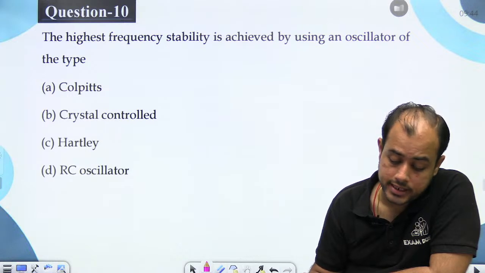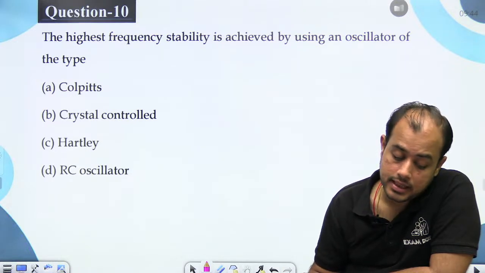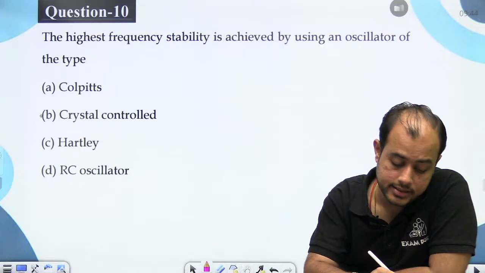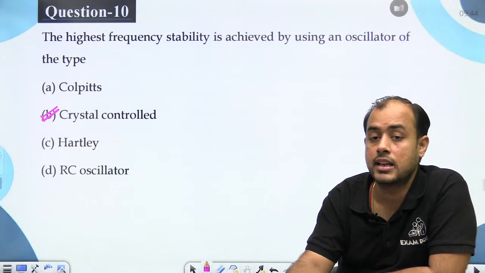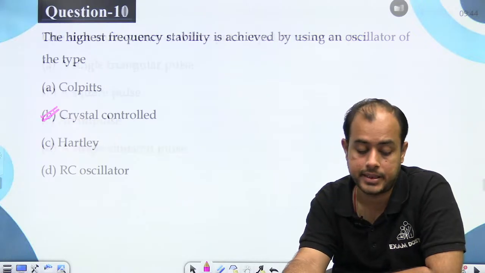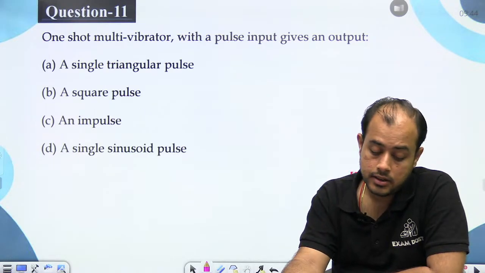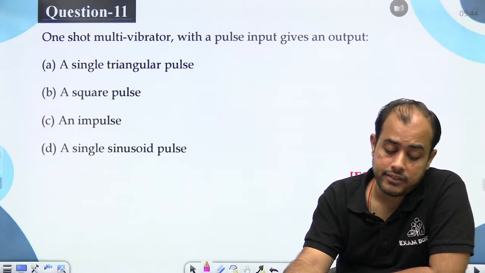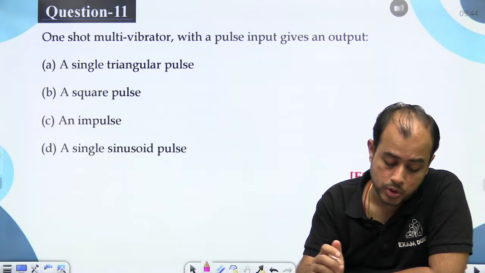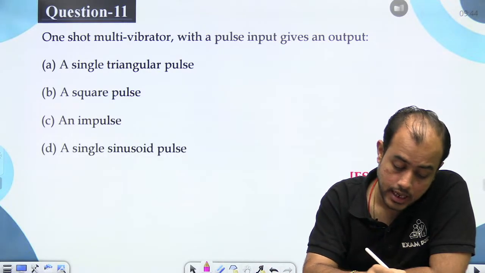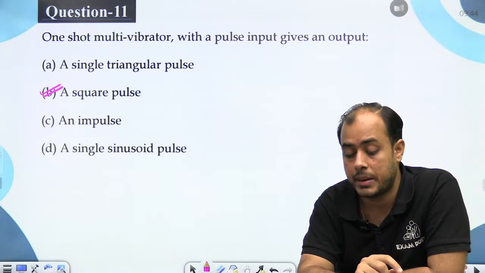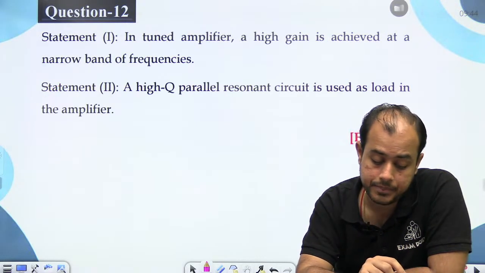ESE 2011, the highest frequency stability is in the crystal oscillator. Crystal oscillator has the maximum frequency stability. ESE 2011, one shot multi-vibrator with a pulse input gives the output of a square pulse. Monostable multi-vibrator gives a square pulse.